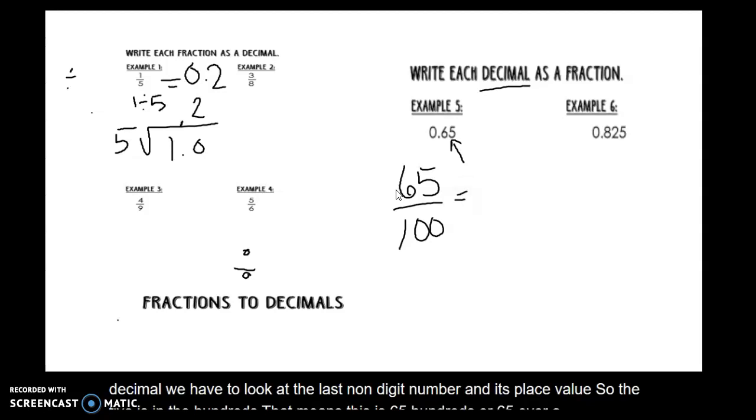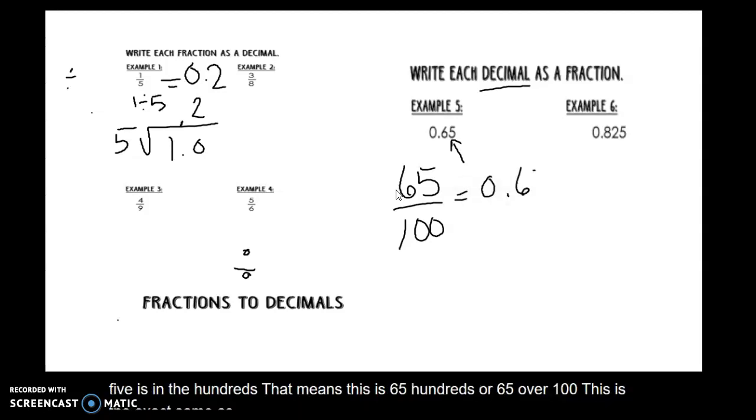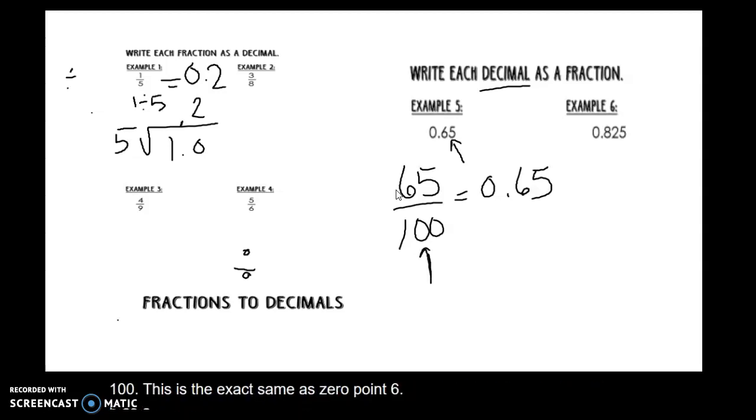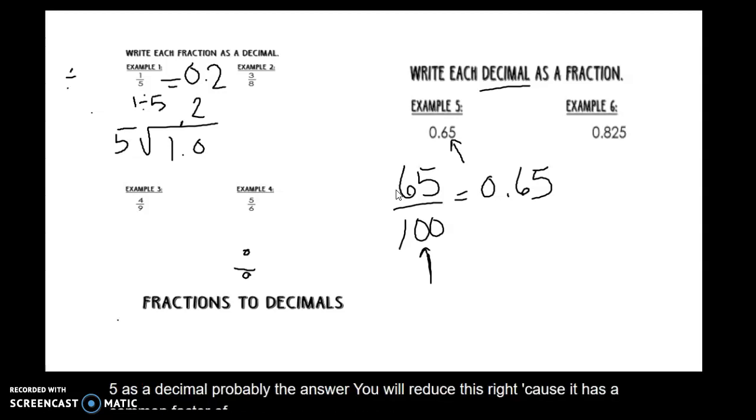This is the exact same as 0.65 as a decimal. Probably the answer, you will reduce this, right? Because it has a common factor of 5. So you could divide the numerator and the denominator by 5.